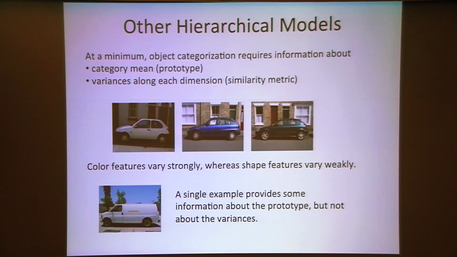Now, suppose I show you a van and I show you a new class, that's a new concept, right? And you might say, well, if I show you just a single example, it might tell me something about the prototype, how a van should look, but it doesn't tell me anything about variances, right? It doesn't tell me whether all vans should be white, or shapes could be different, or the shape should be the same and colors could be different, right? Just a single example doesn't tell you that.